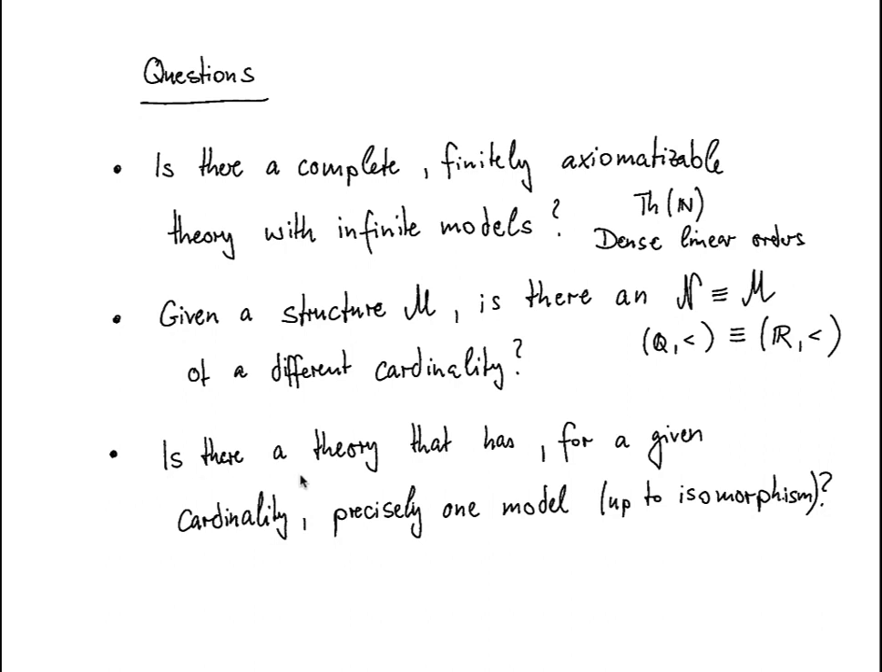Finally, we can ask, is there a theory that has, for a given cardinality, precisely one model up to isomorphism? So for example, we saw that the theory of N has non-isomorphic, and in fact many non-isomorphic countable models. Now we can ask, is there a theory that for cardinality Aleph naught has up to isomorphism precisely one model? And again, it will turn out that the theory of dense linear orders will play an important role in answering that question.